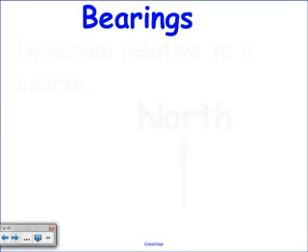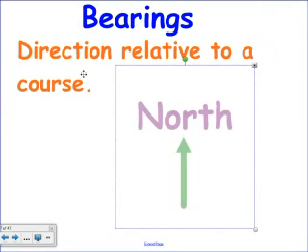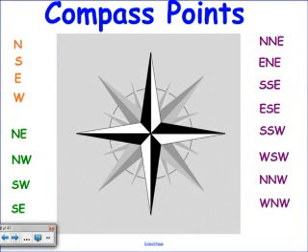North. Good. So a bearing is relative to something, a course usually, and that course is usually compass points. Last week I asked you to find out what cardinal points were. At the end of the lesson you were learning outside the classroom. The question was: what is a cardinal point? What are the cardinal points?